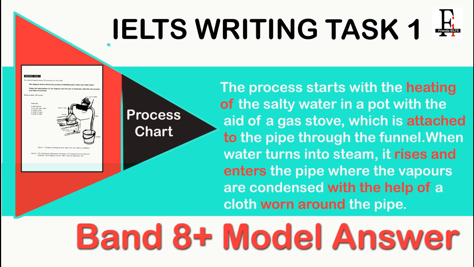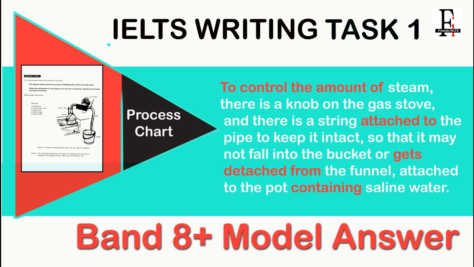Okay, let us continue. To control the amount of steam, there is a knob on the gas stove, and there is a spring attached to the pipe to keep it intact so that it may not fall into the bucket or get detached from the funnel attached to the pot containing saline water.